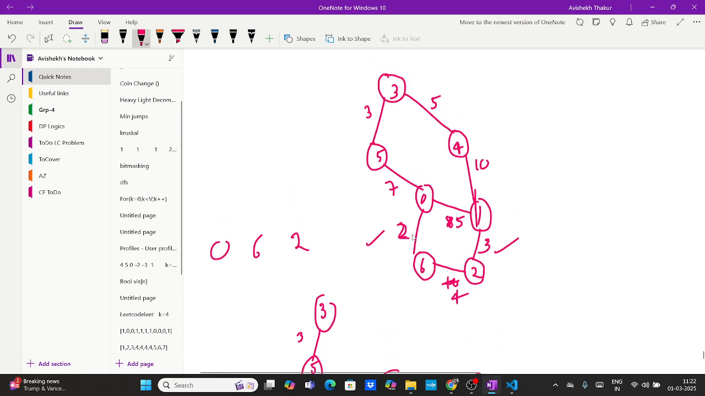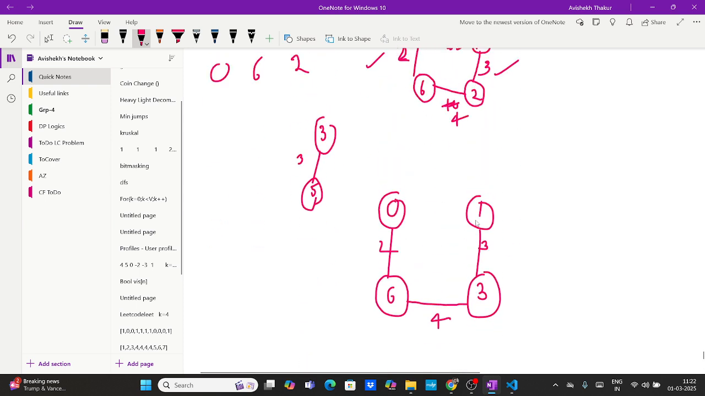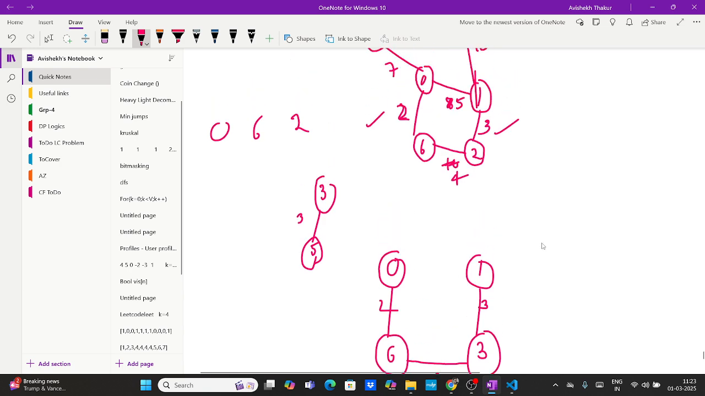What is the next smallest one? Let's say 0, 1, which has a weight of 5. Now, can we connect 0, 1? Can we? Yes or no? No, a cycle. Exactly. If I connect 0, 1, a cycle will be formed, and that's not a property of a tree or a spanning tree. So we cannot connect 0, 1.